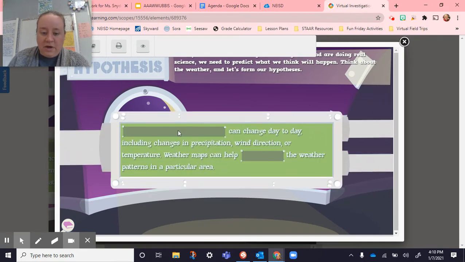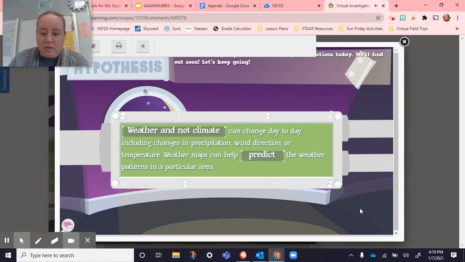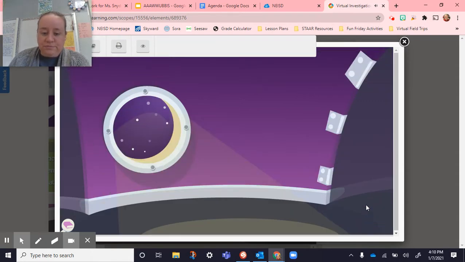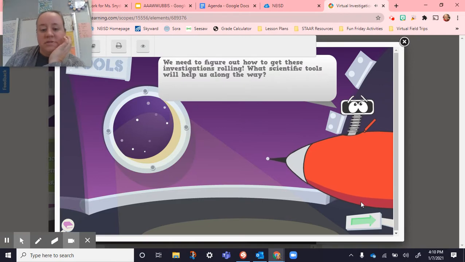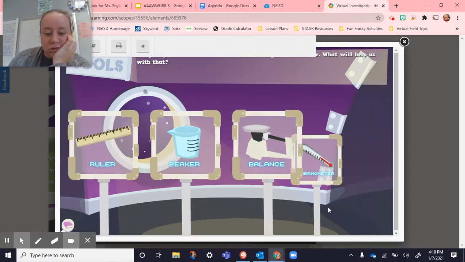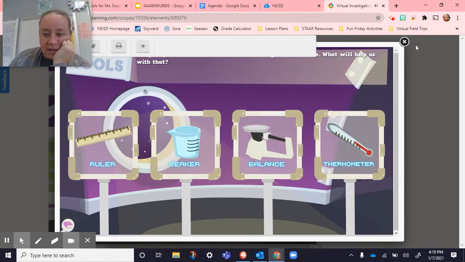All right, so we made a hypothesis. We said that weather is the one that changes from day to day. Climate is not. So weather maps help us to predict the weather patterns, and we're going to use some tools. So these are all things that we talked about together.